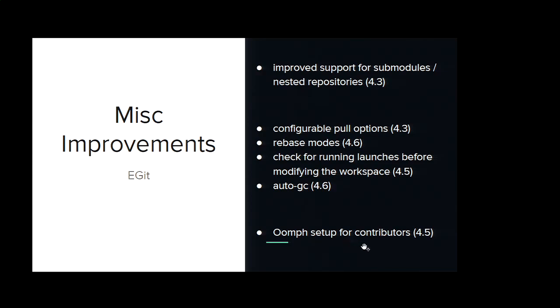And for contributors, we now have a setup. So if you want to contribute something to EGit or JGit, you just check out the contributor guide. It takes a few minutes, so the main time is needed to download the Eclipse installation. And if you do it repeatedly, it will cache what you downloaded earlier, so next time it's much faster.